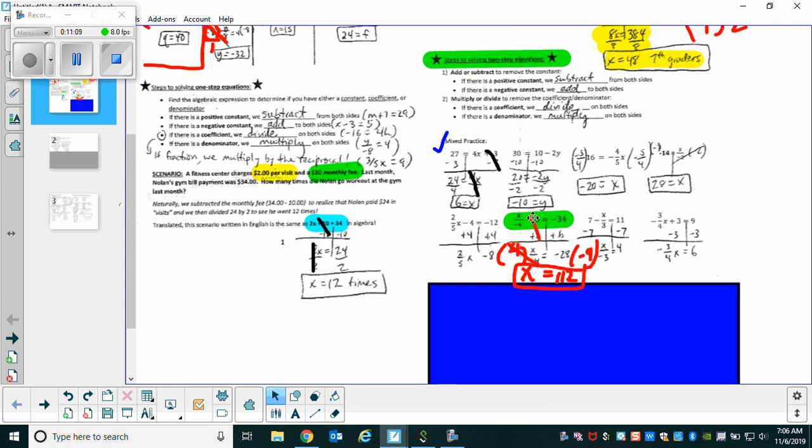And then, of course, when you check, you've got your 112 divided by negative 4. And that's going to be negative 28. And then when you subtract 6, it's at negative 34, so you know you're good to go.